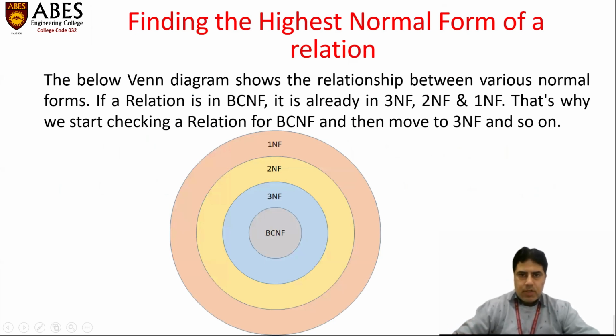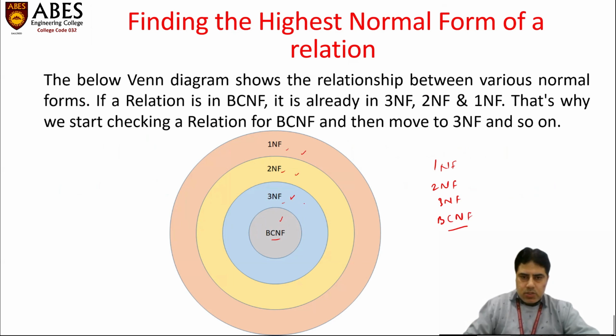First of all, we will understand this Venn diagram, the relationship between the various normal forms. Till now, we have understood the concept of 1NF, 2NF, 3NF, and Boyce-Codd normal form, BCNF. BCNF exists inside the Venn diagram, then 3NF, then 2NF, then 1NF. What it means is, if any relation is in BCNF, then by default that relation or functional dependency is in 3NF, 2NF, and 1NF.